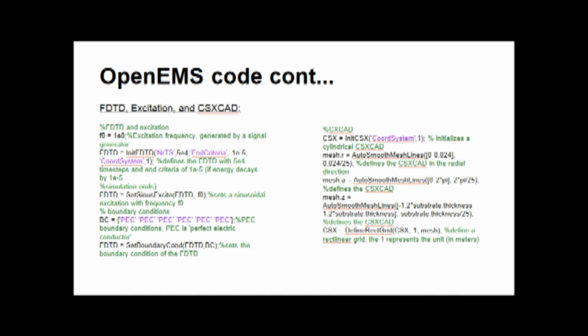Next is the CSX CAD, which we also define in cylindrical coordinates between 0 and 2.4 for the radius, phi was between 0 and 2 pi, and z was between negative 1.2 times the substrate thickness to positive 1.2 times the substrate thickness. And we use 25 time steps for all of them.